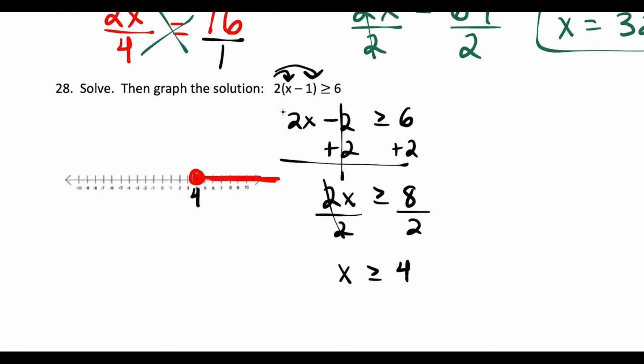Because any x value in this set here, if I were to look at the next number, like let's say 5, 6, 7, 8, and so on, if I were to ask the question, is 5 greater than or equal to 4? That's true. 6 is greater than or equal to 4. So this is true for all numbers here that we're shading to the right of 4.